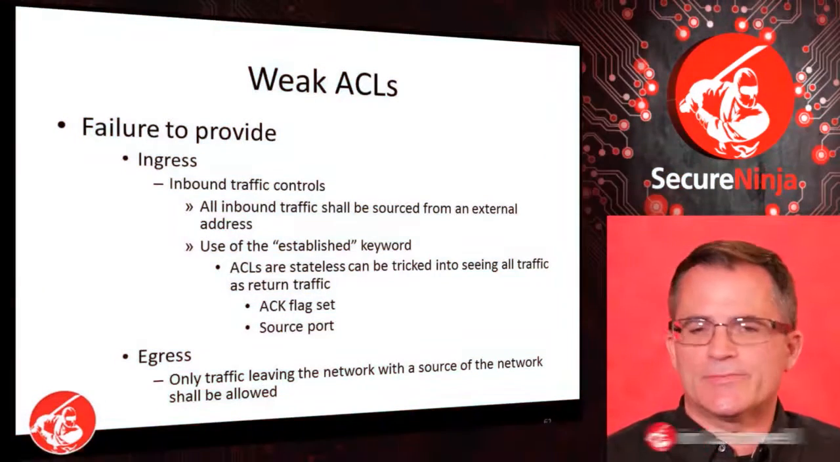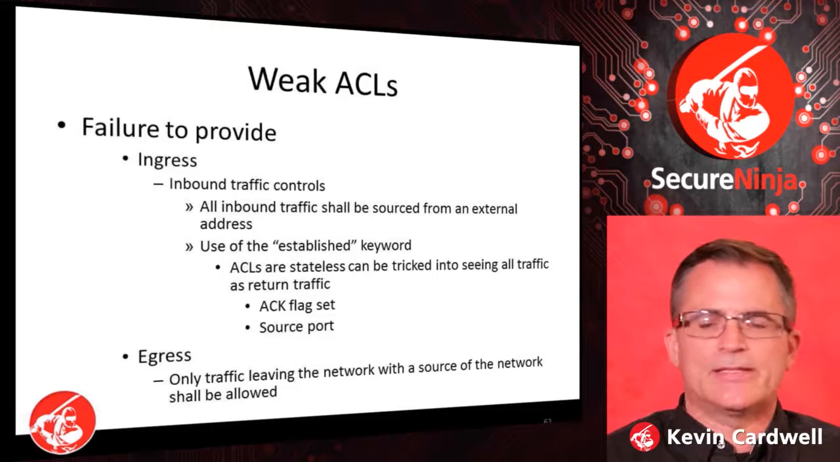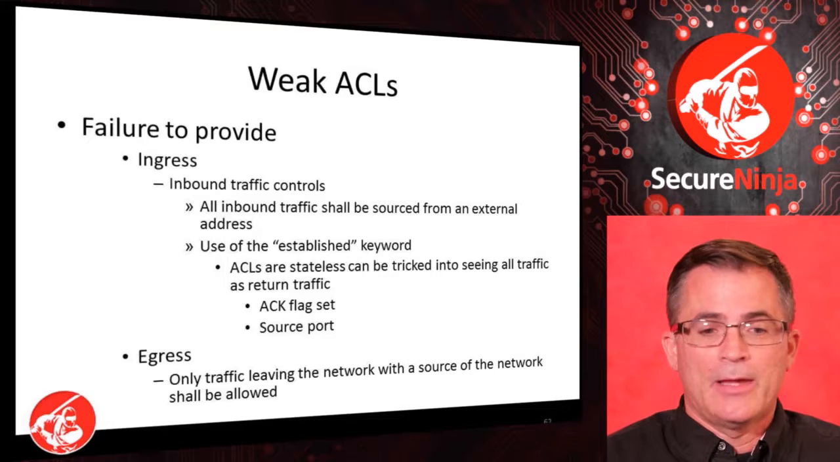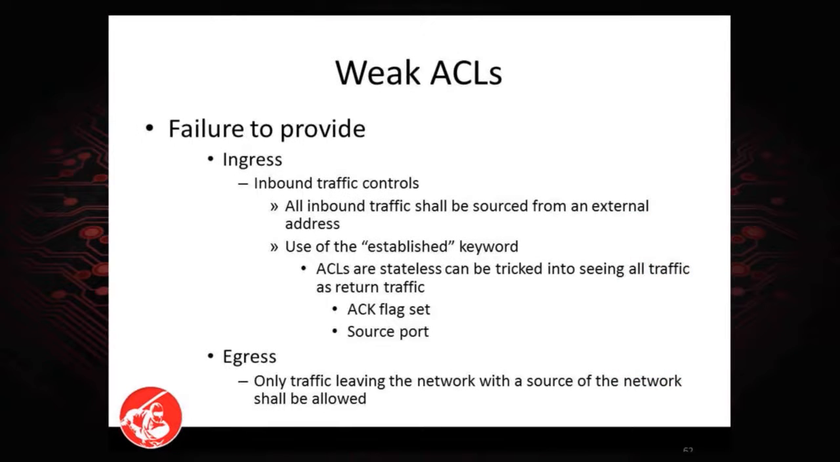Weak access control lists. This is a common weakness that we'll encounter when we're doing red teaming hacking because ingress filtering is not deployed or it's not deployed properly. Ingress filtering is inbound traffic controls. We should have all inbound traffic sourced from an external address, and Cisco's and other routers have a thing called the established keyword. The access lists that are stateless only know the contents of the current packet they're processing. So what we can do is trick these types of devices into thinking they have a connection.